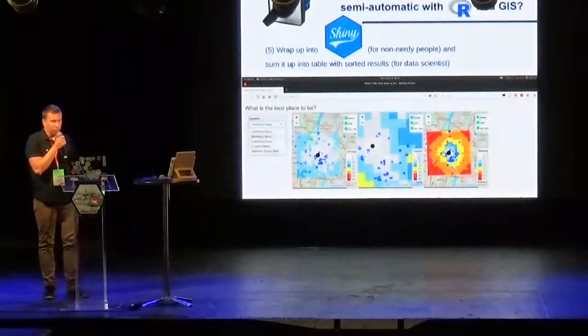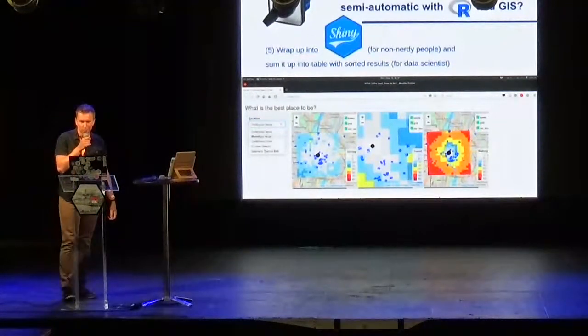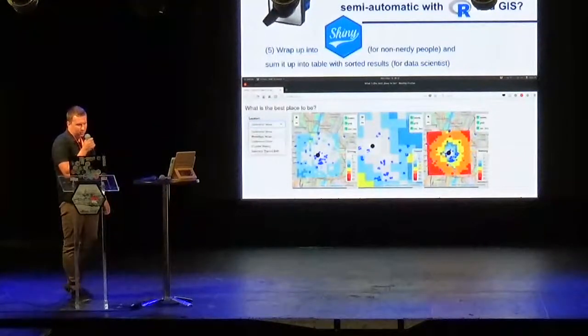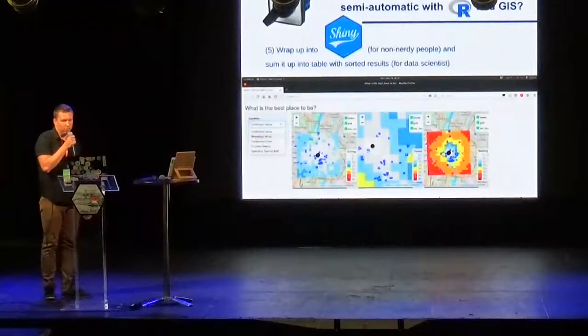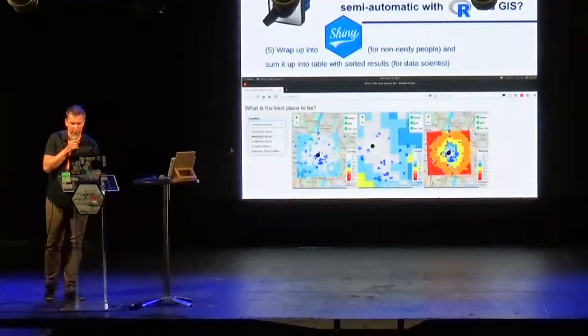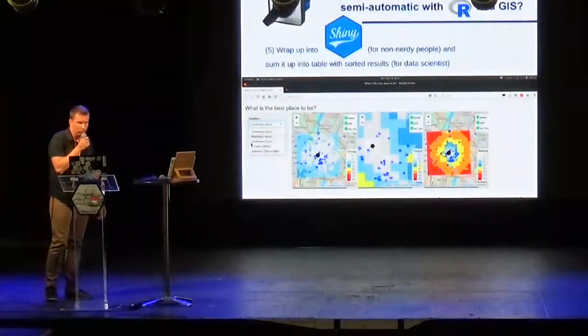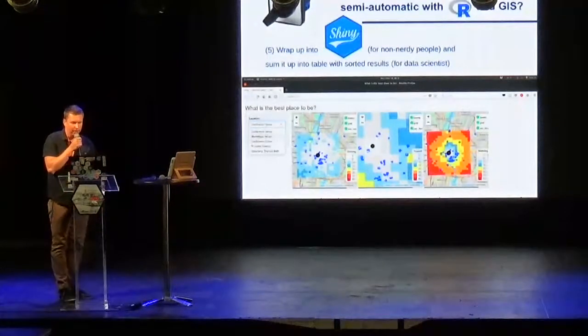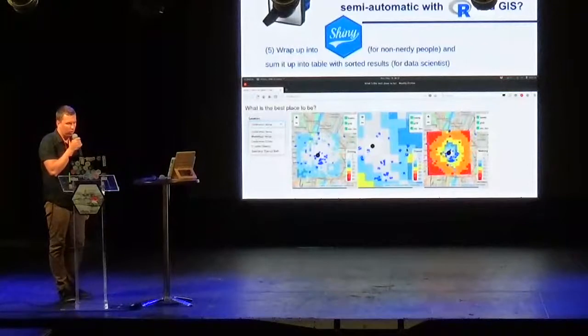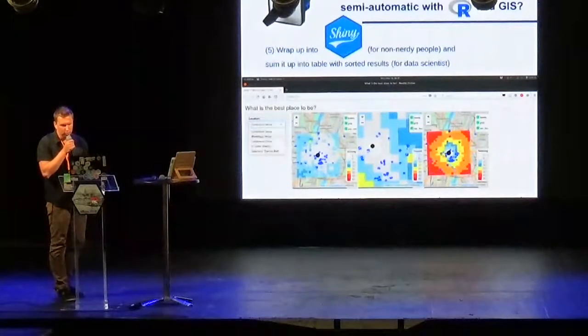Finally, we decided to wrap it up into a Shiny application for non-nerdy people. And we also created a sorted table for data scientists. So this is how it looks. You can take, let's say, the conference venue or conference dinner place, and then all these three maps for car, public transport, and walking are generated automatically.